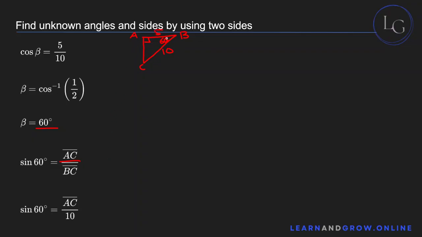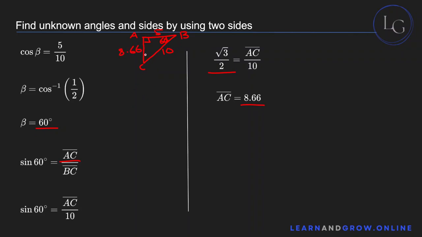So you can find AC by taking the sine of the 60-degree angle, so that would become AC over BC, and that would be AC over 10. So now you can just do the cross multiplication. We know that sine 60 from the table is root 3 over 2, and so now AC is equal to 10 times root 3 over 2, which is 8.66. So now you have this as 8.66.